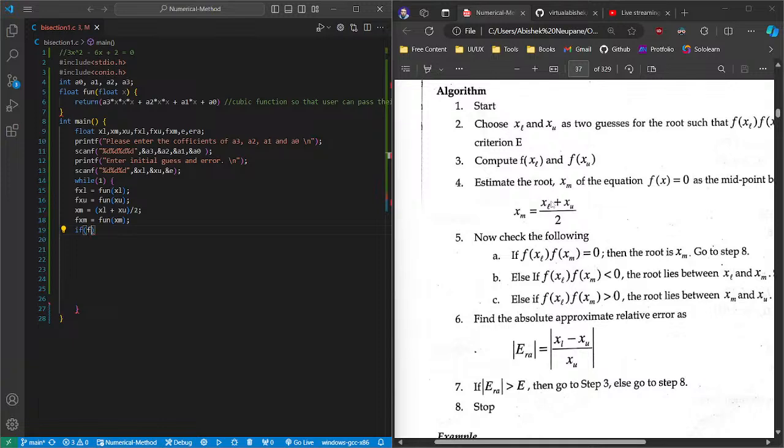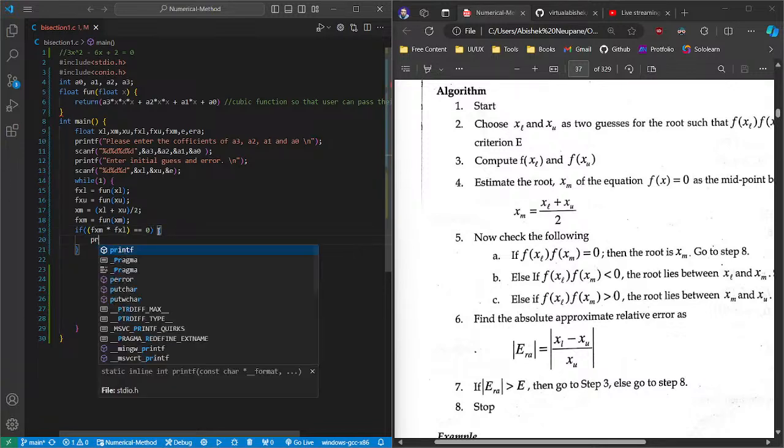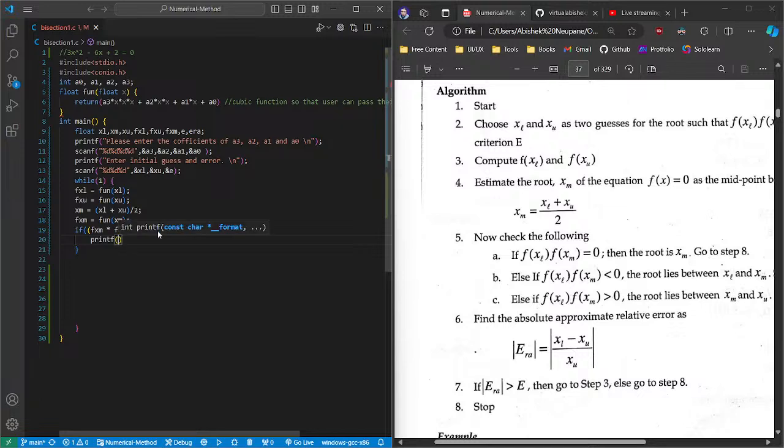Okay, it's too easy. If f(xm) multiplied by f(xl) is equal to 0, let's put this inside brackets. There might be some mistake. It will be easy. Is equal to 0. Our answer will be what? Our root will be just x, and root is %d, and that will be x. Finish that.